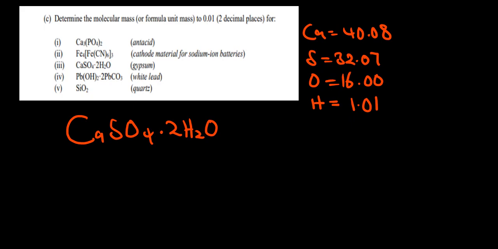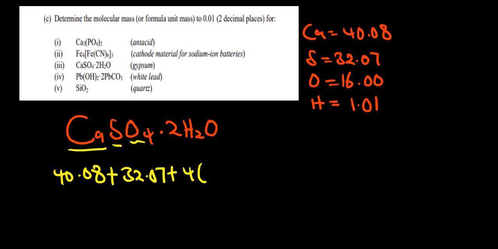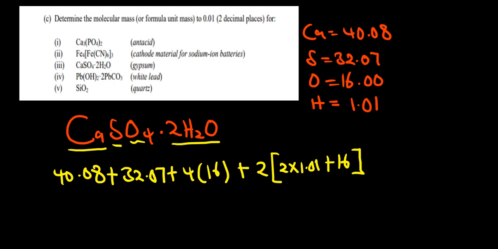So we are going to say molecular mass of calcium, so 40.08, plus molecular mass of sulfur, 32.07, plus 4 multiplied by the molecular mass of oxygen, so oxygen 16, and then we are going to say plus. Okay, here we have 2 multiplied by the molar mass of water. So we have 2, and then inside we are going to say 2 multiplied by 1.01, and then plus 16, like that.